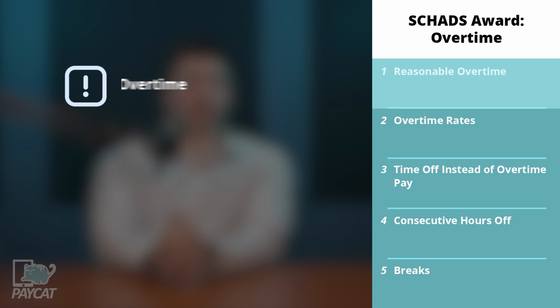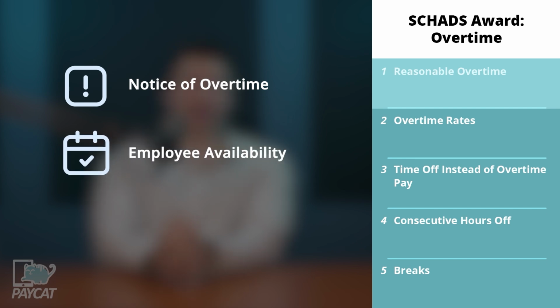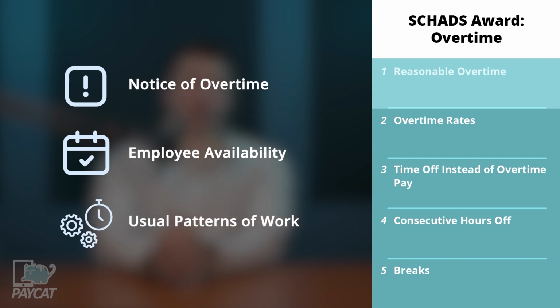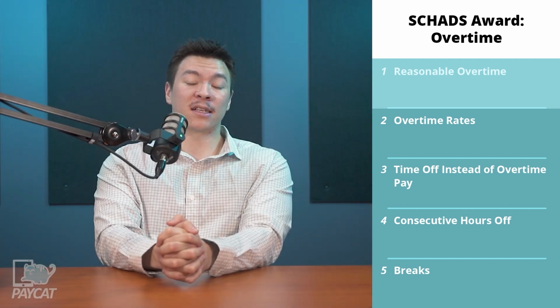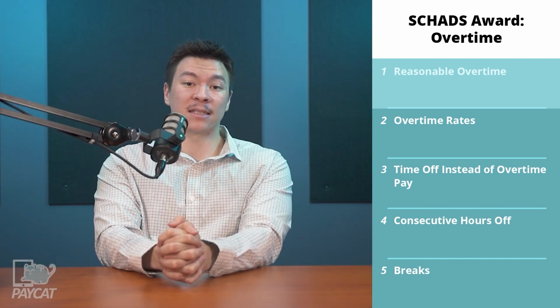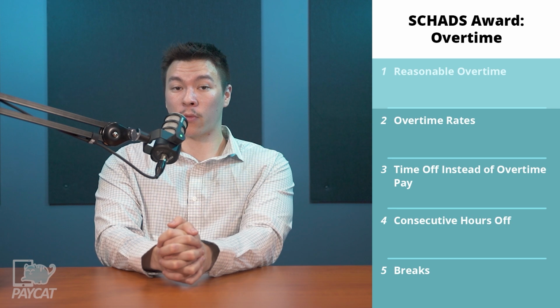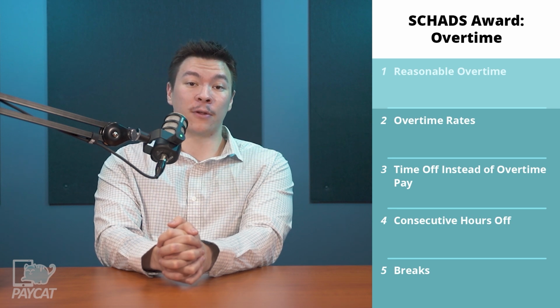Number 5, notice of overtime. It could be unreasonable to ask an employee 30 minutes before their shift ends to work another 3 hours. Number 6, has your employee previously mentioned that they can never work overtime? And number 7, the usual patterns of work in the industry. If your employee doesn't feel like you've considered these factors and that overtime is unreasonable, then they are allowed to refuse to work the overtime you've requested.